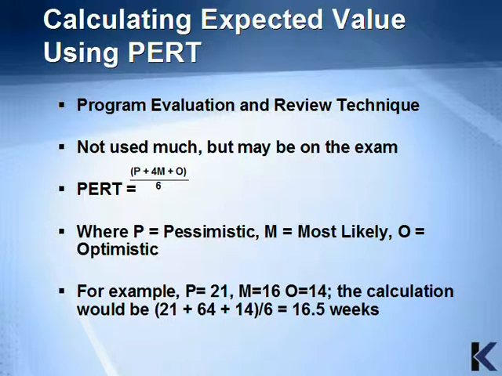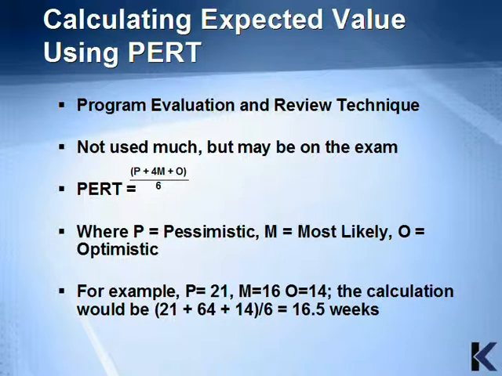So taking an example, our pessimistic estimate for a project or an activity is 21. The M is 16 and the O is 14. This calculation is done in weeks. So this would be 21 weeks plus 64 weeks plus 14, all divided by 6, which equals 16.5 weeks.